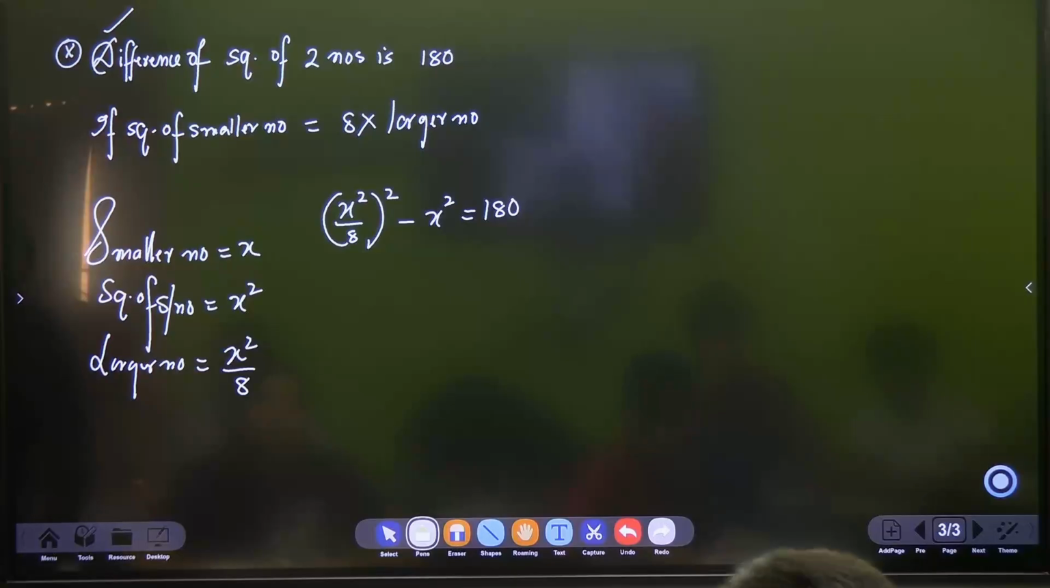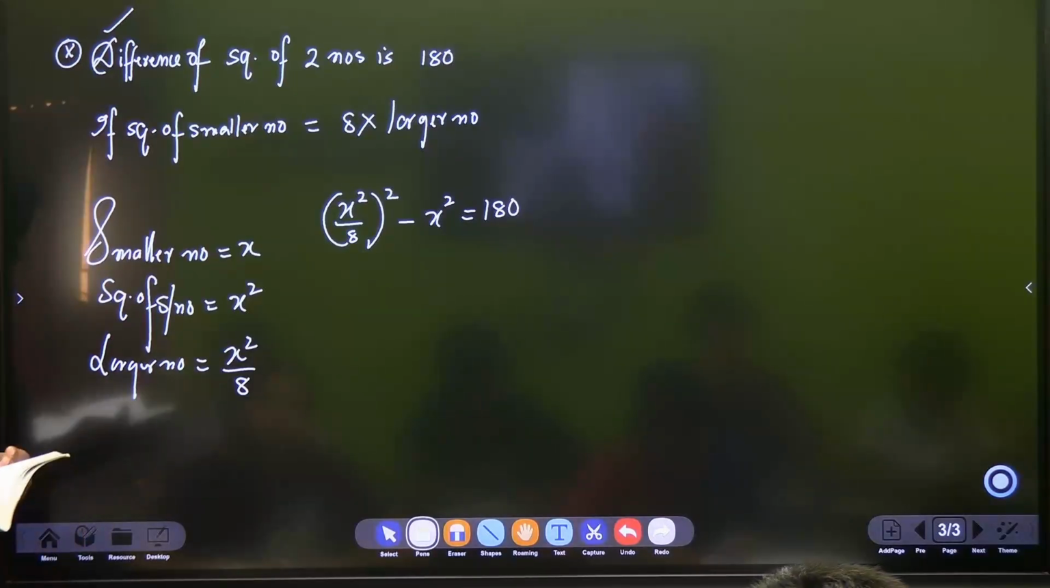Sometimes some English sentences are also written in a tricky manner. The difference of squares of two numbers. Yeah.